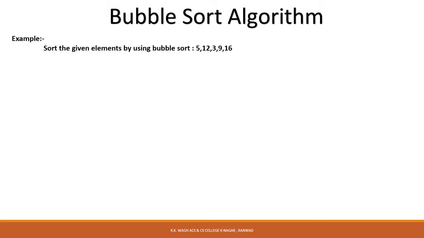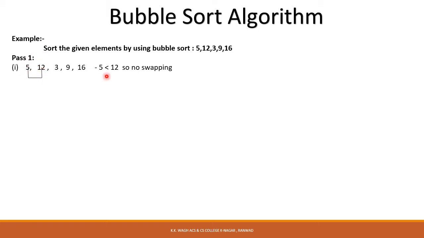We will see an example. Let's sort the given elements using bubble sort, and the given elements are 5, 12, 3, 9 and 16. These elements are in an unsorted list. So we will sort them using bubble sort. For that we will consider pass 1. In pass 1, first we write down the elements in the given order, and then compare the first two elements, that is 5 and 12.